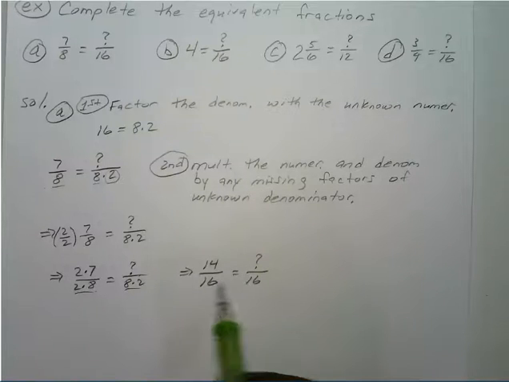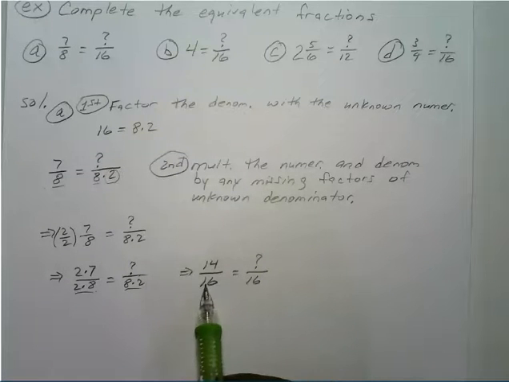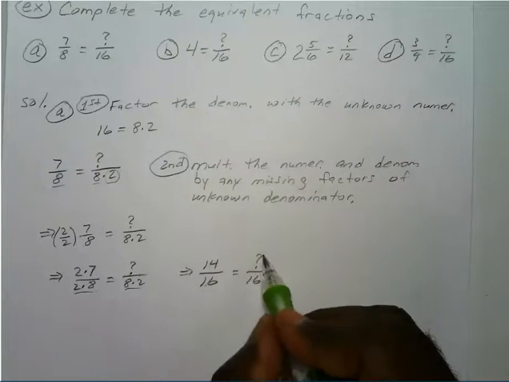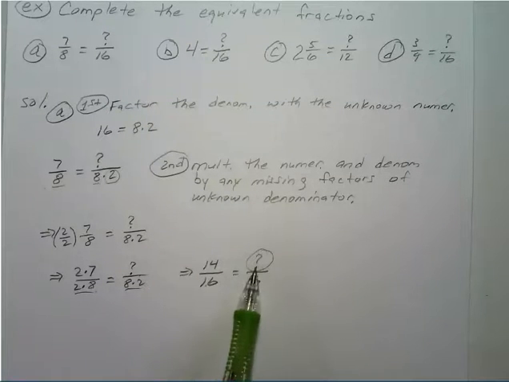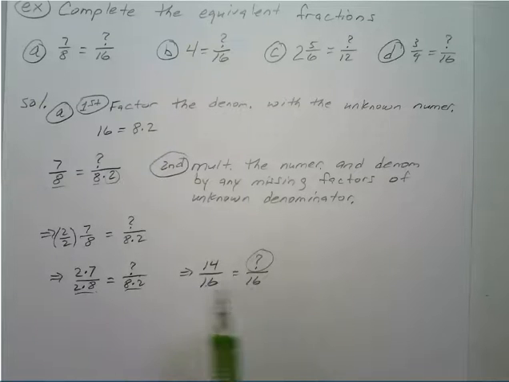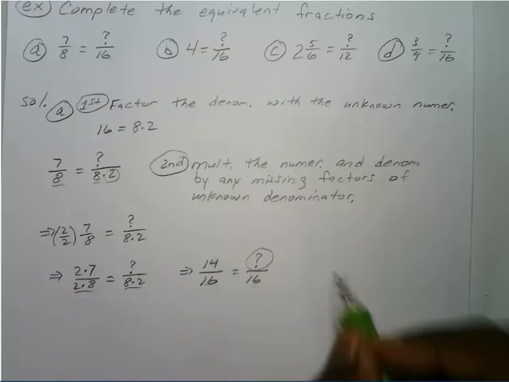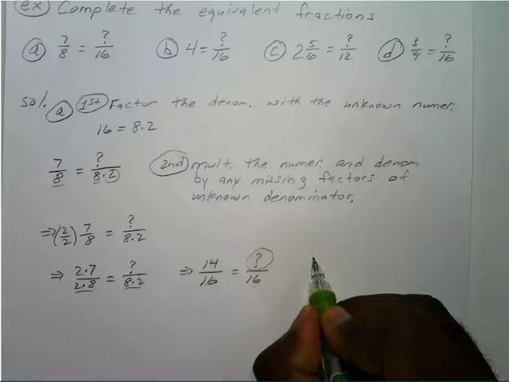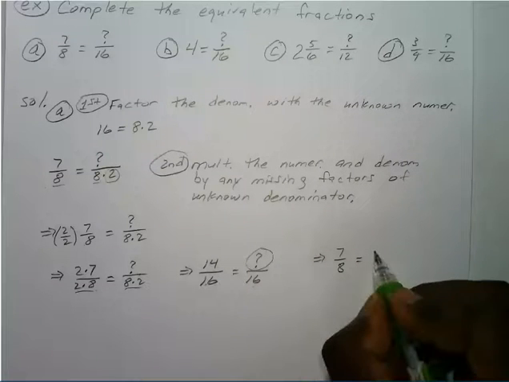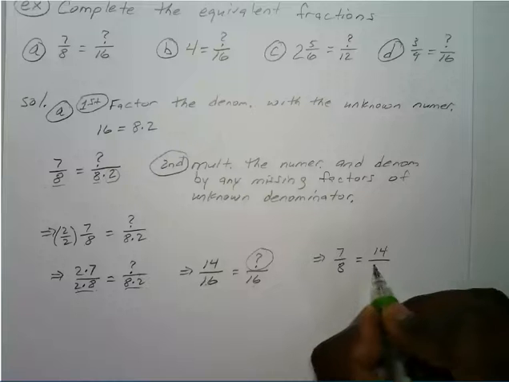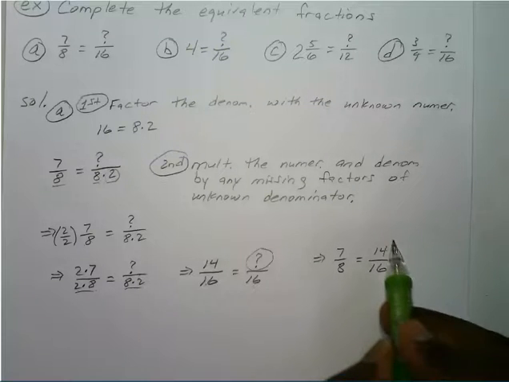Okay, so in order for this to be true, this is 16 and this is 16. That means this has got to be 14. Because if this is anything other than 14, these two will not be equal. So that means that 7 over 8 is equal to 14 over 16.